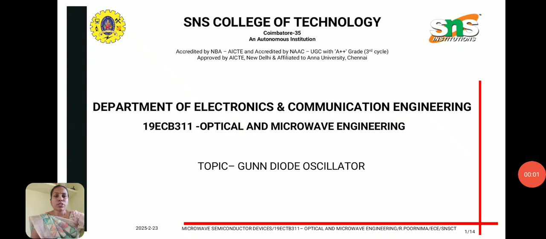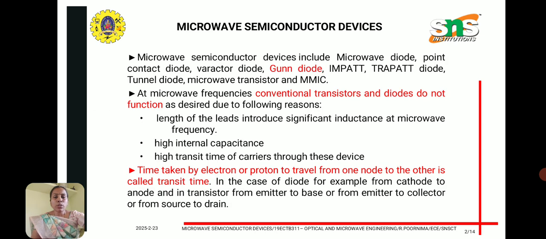Welcome to this video lecture on the subject Optical and Microwave Engineering. In this lecture we are going to discuss Gunn Diode Oscillators. Gunn diode is basically a microwave semiconductor device.